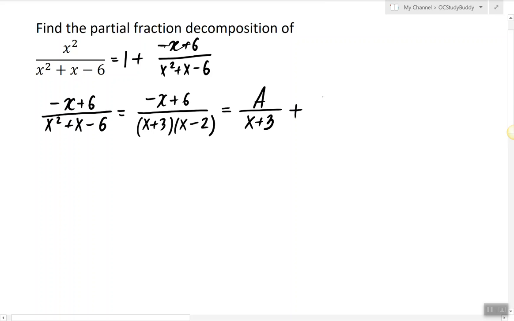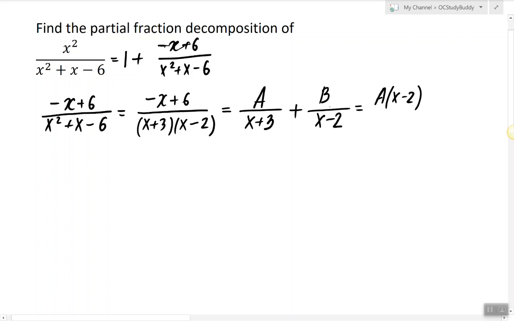Going to the next factor, x minus 2, it's the same story. x minus 2 has multiplicity 1, so the decomposition will have only one fraction with denominator x minus 2 and some number in the numerator. So this is the general form of the decomposition. Now we just have to find a and b. To find a and b, we're going to add these two expressions and write them as a single fraction.